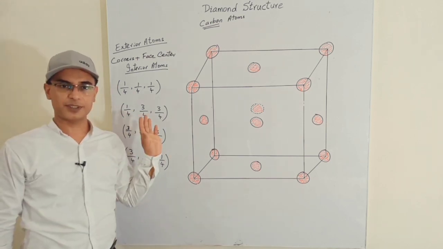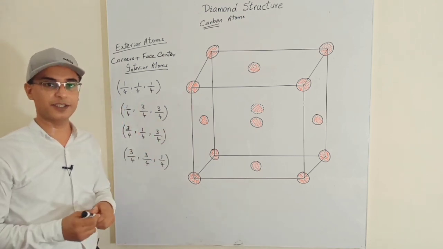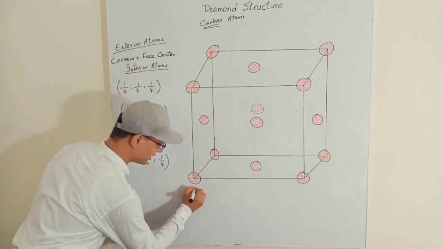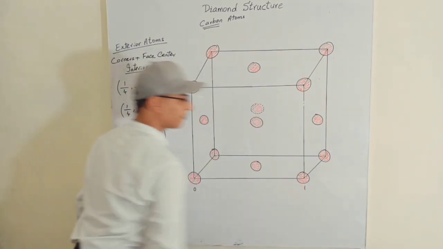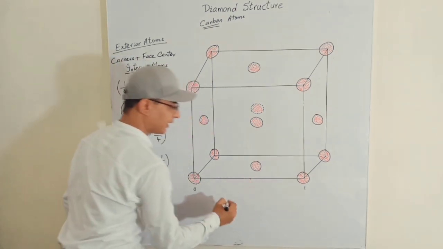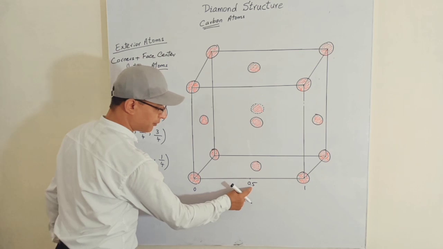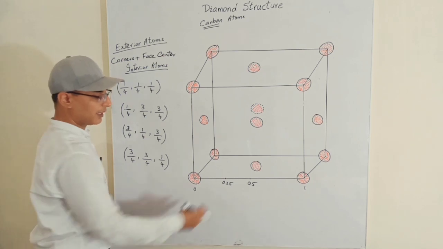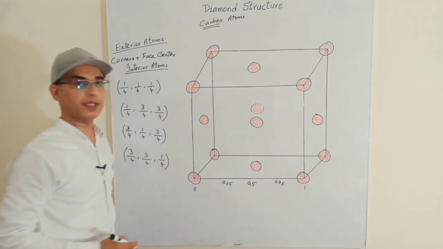As you can see, the positions are in fractions, but it's okay as long as you know the exact positions where to place these interior carbon atoms. Let's scale out this edge at the bottom. If I consider this to be my zero point, or the origin, and the length from the origin to the other atom is one, then somewhere here will be the midpoint, 0.5. The midpoint between 0 and 0.5 will be 0.25, and the midpoint between 0.5 and 1 will be somewhere over here, 0.75.